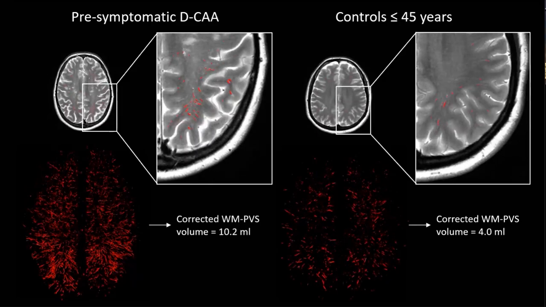Then I have a similar example for the pre-symptomatic CAA compared to a matched control. And you can again see that there are a lot more perivascular spaces in the pre-symptomatic case with a much higher volume. And this is again completely throughout the brain and not only in the centrum semiovale.